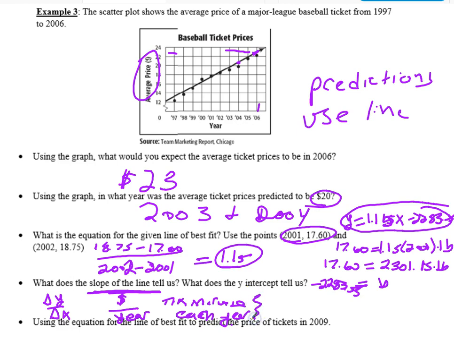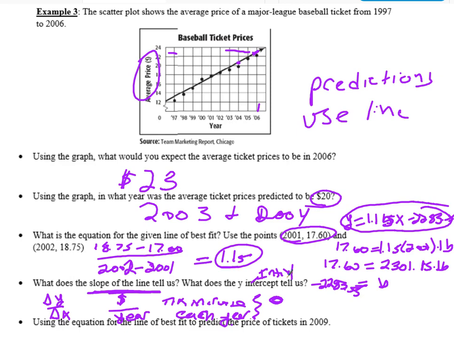Now our y-intercept is really pointless here in this equation, but a lot of times it does tell us something important. So this is going to tell us what's happening at year 0. So at year 0, tickets would cost negative $2,000. But remember, y-intercept is always what's going to be your initial starting point.